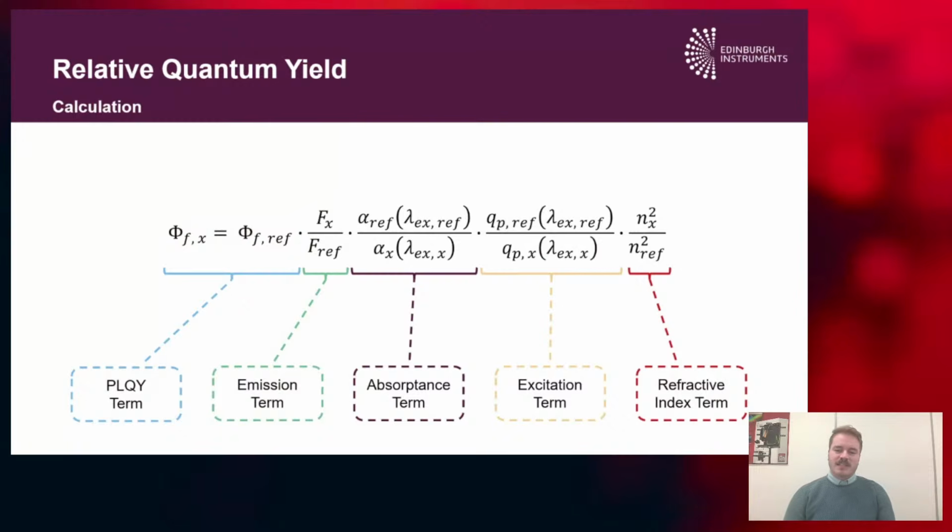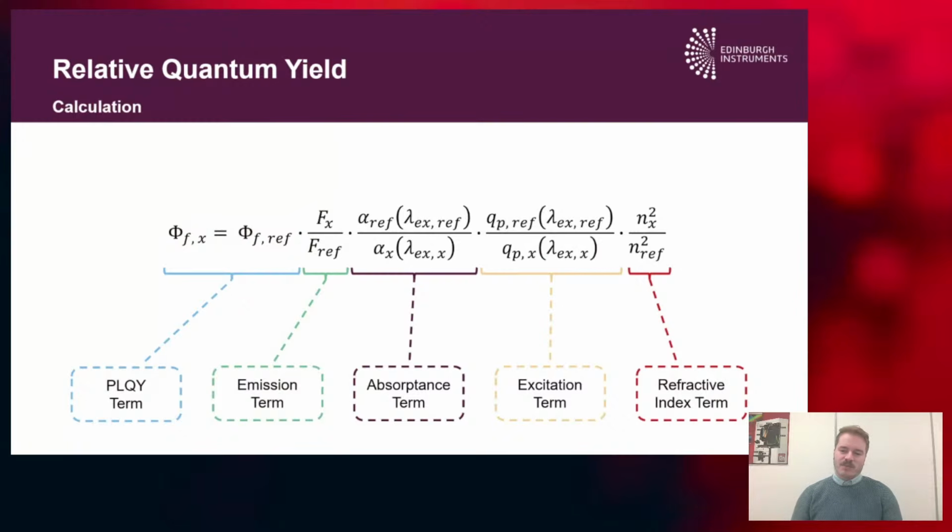The next term is our excitation term. This is the actual flux of light that the samples saw during the measurement. If this is the same wavelength for both your known reference and your unknown sample, then this term would cancel to 1, assuming you can use the same measurement parameters. And that's why the reference sample selection is such an important step.